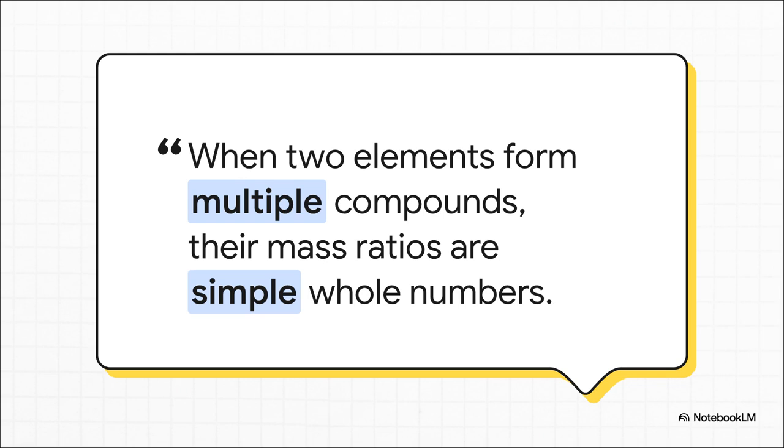Now this one sounds a little more complex, but it simply explains how the same elements can form different compounds. Think about carbon and oxygen. They can combine to form carbon monoxide, which is CO, or they can form carbon dioxide, CO2. For a fixed amount of carbon, the amount of oxygen it combines with will be in a simple whole number ratio, in this case a ratio of 1 to 2.